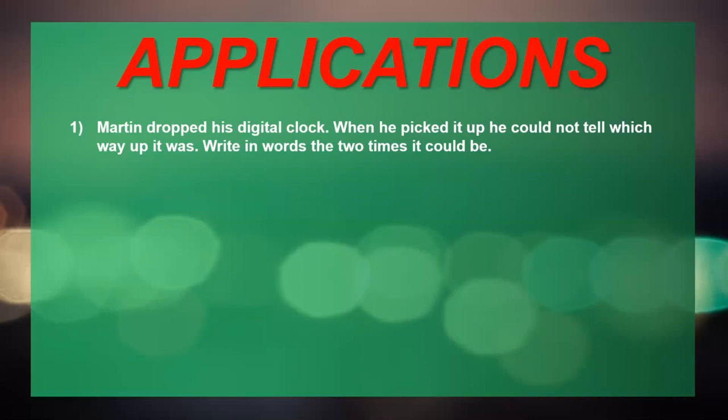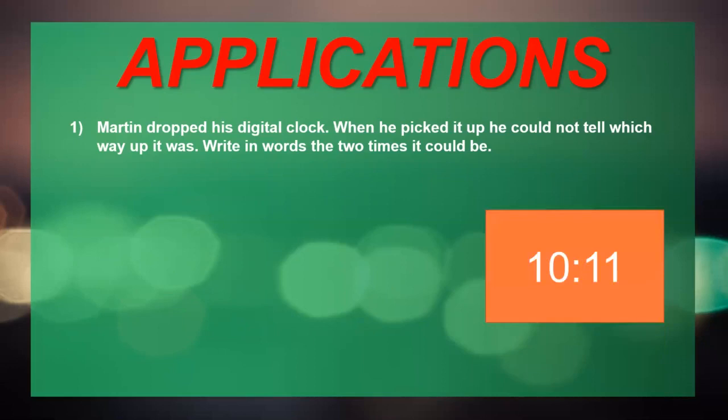So write in words the two times it could be. This is the time shown. See, this is a digital clock, right? You don't know whether the way you picked it up is the correct way or not. Somehow you picked it up. So at that time, this was the time shown in the digital clock.